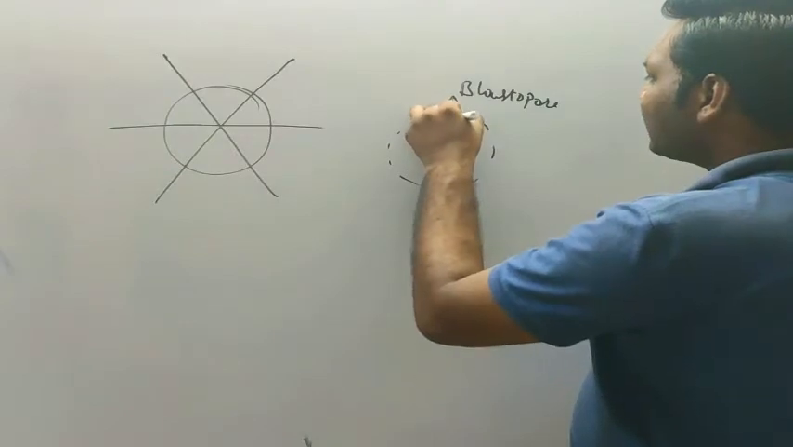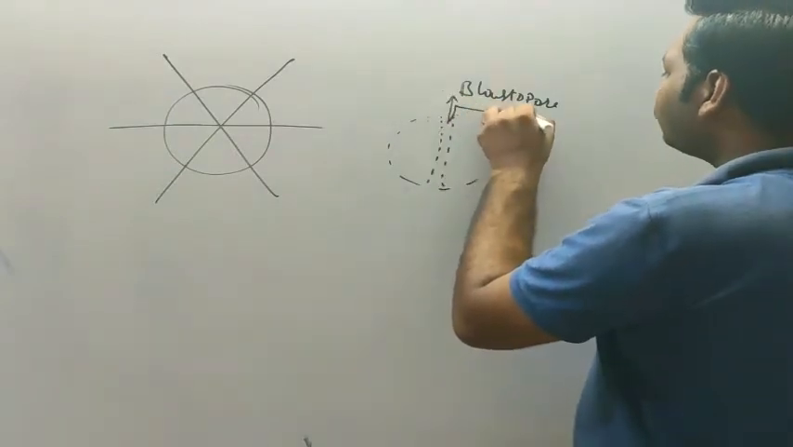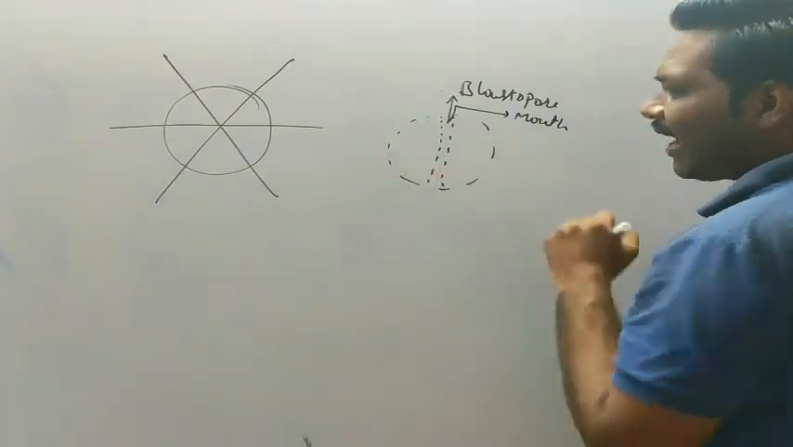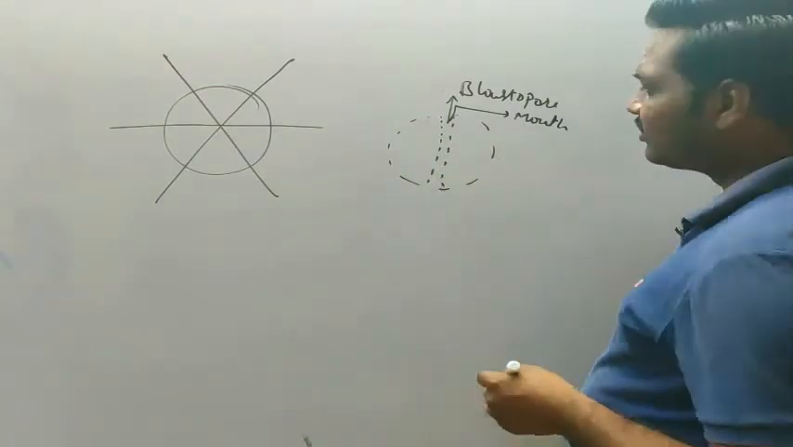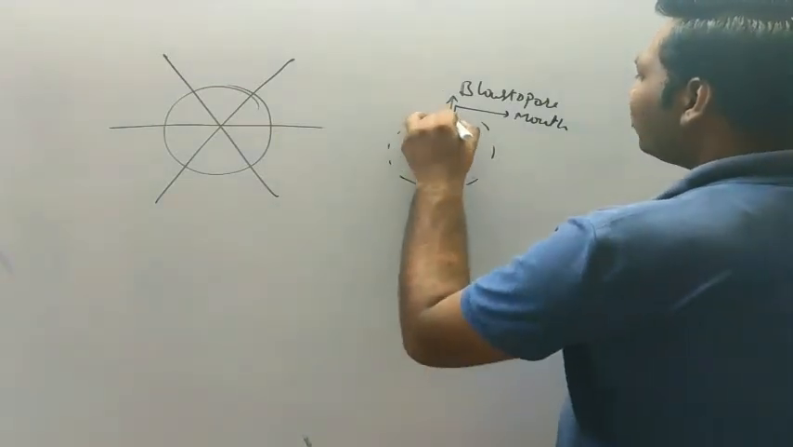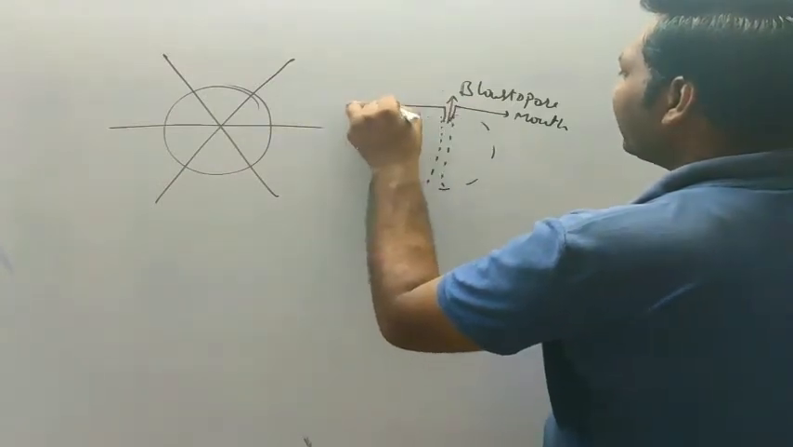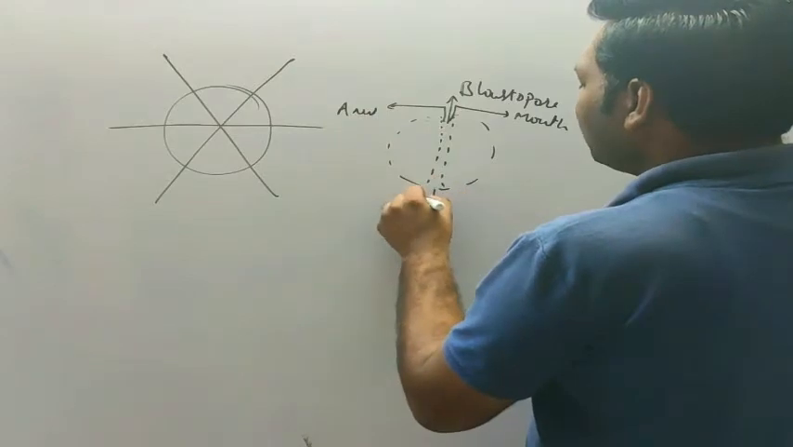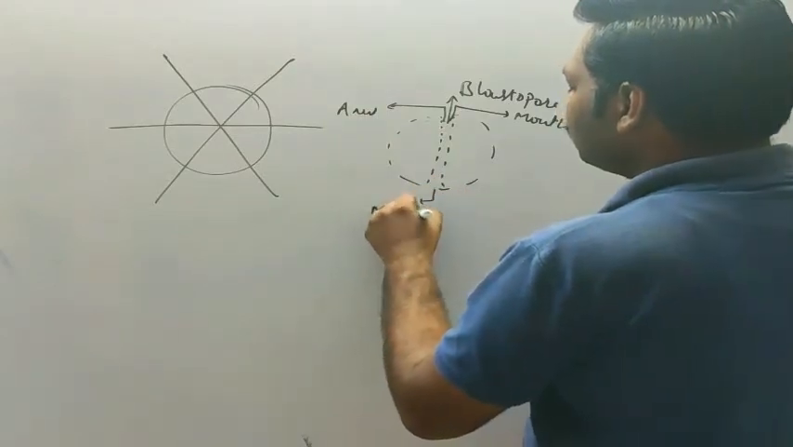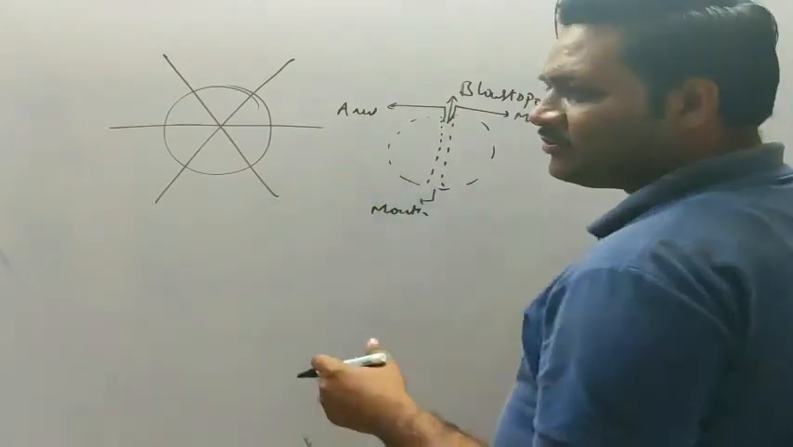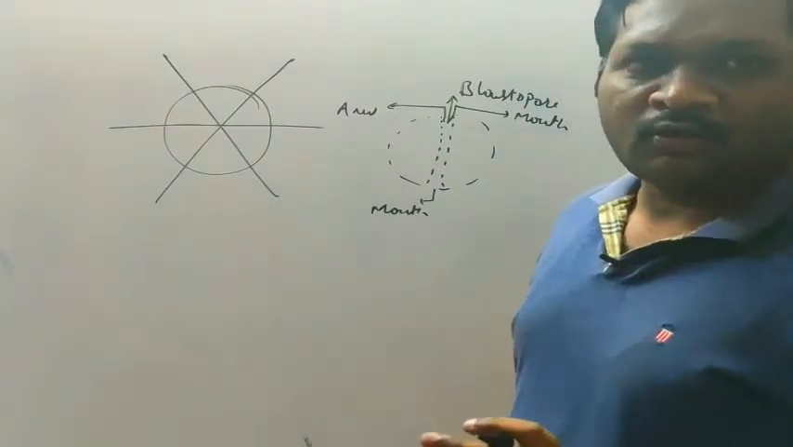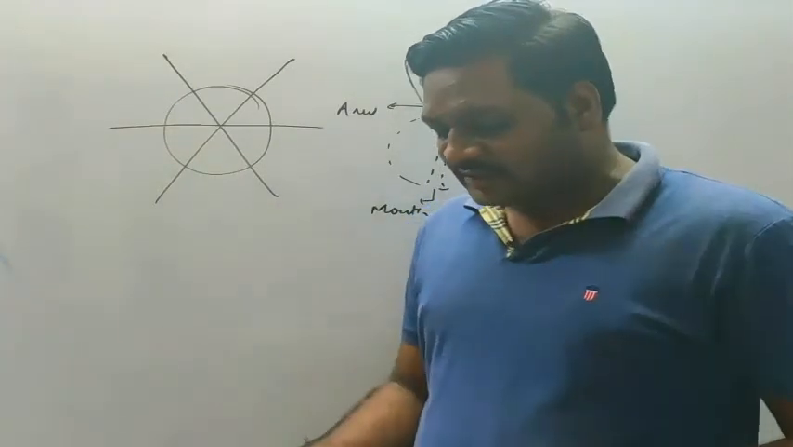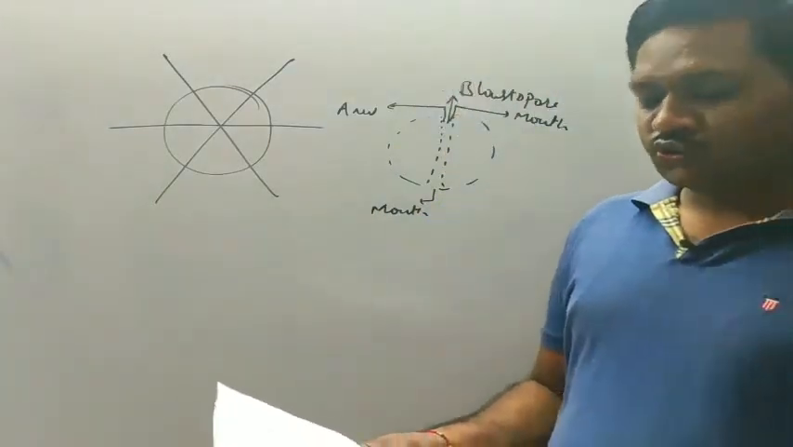If it develops into the mouth first, and then it will develop into the anus, then it can be referred to as protostome. If it develops into the anus first, and then it will develop into the mouth, then such an arrangement is called deuterostome. I hope you are getting this. If you recall the points, you can get this answer. It is given in the notes also.